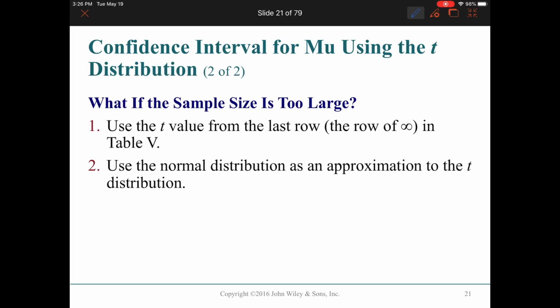So what happens if the sample size is too large? Well, some tables actually go on and go by the hundreds, 100, 200, 300. And once you get to about around 1,000, though, it's so close to Z that you may as well use Z. So even they will go ahead and do it.